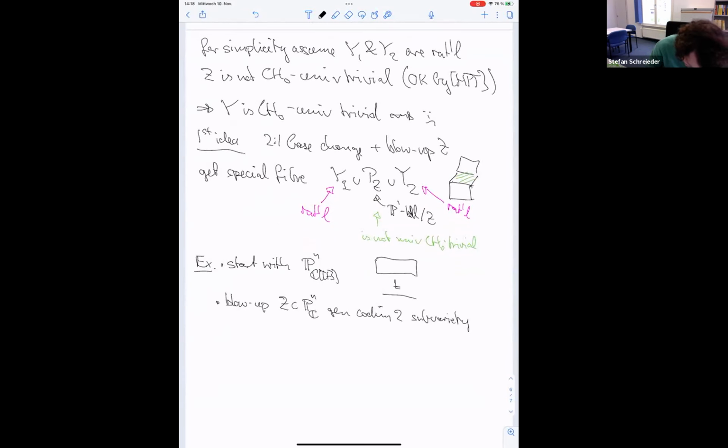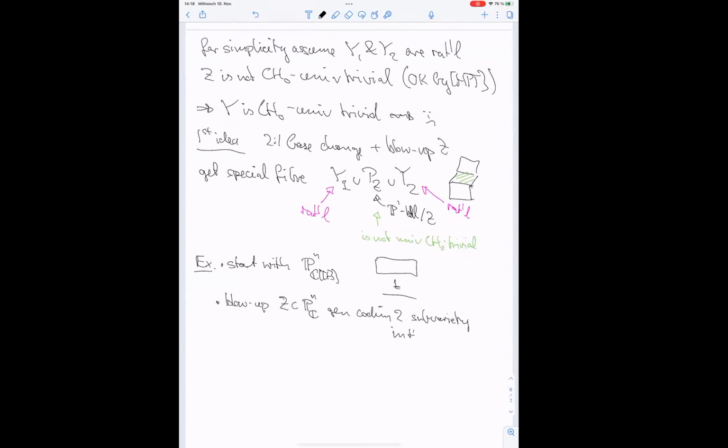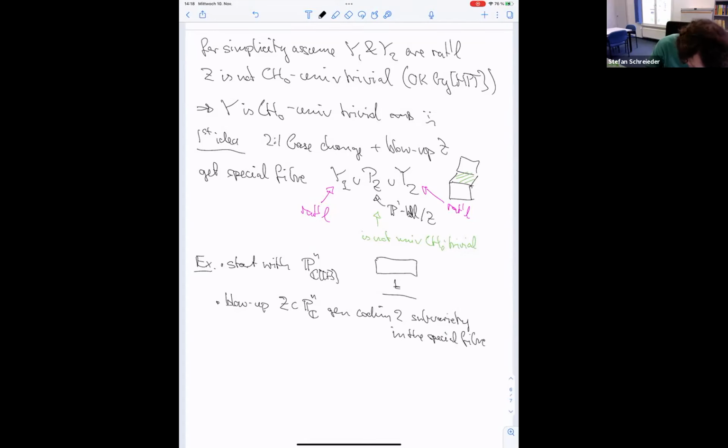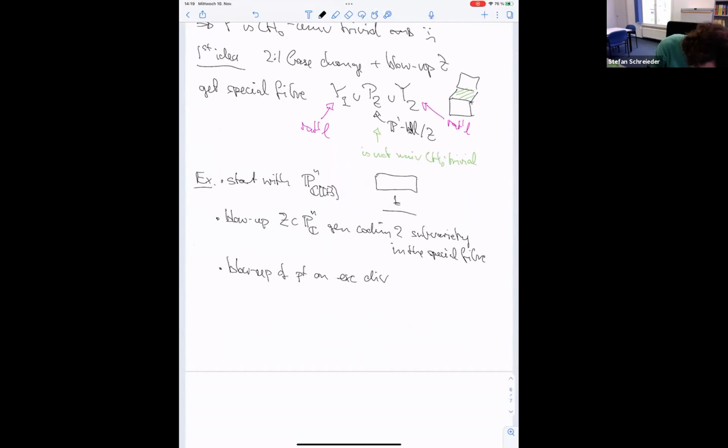Then codimension 2 in the fiber? In the special fiber. Codimension in the fiber, right? Yes, exactly. So then we get, and then followed by blow up of a point on the exceptional divisor. And then what we get is this. So the generic fiber will still be Pn, and it degenerates to something that has 3 components.